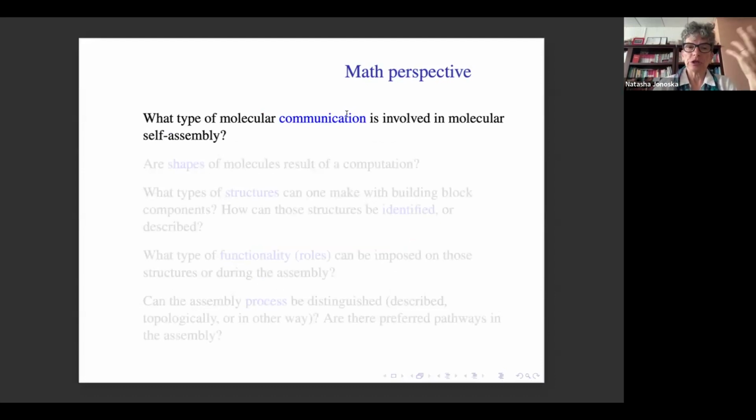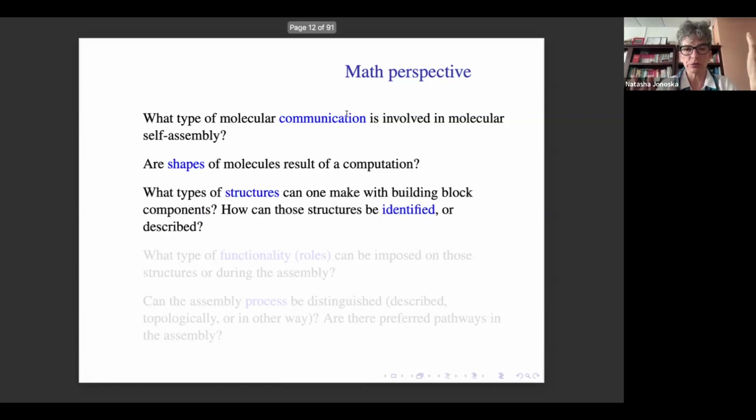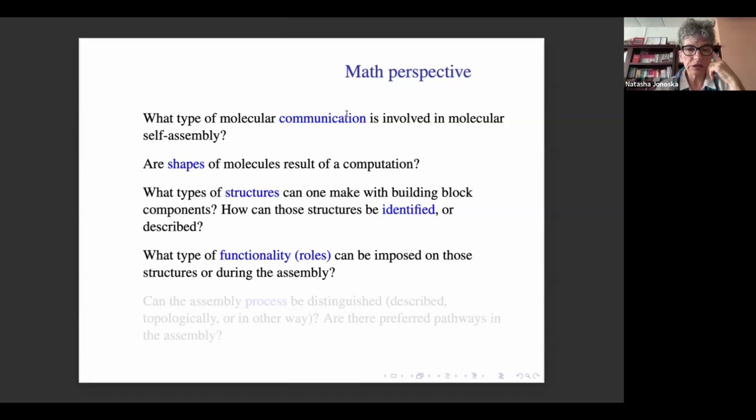From math perspective, when we think about self-assembly, we want to ask the questions about communication between the molecules, what type of molecular communication is involved, what are the shapes that the molecules can actually obtain, and if they're actually performing some kind of computation, what are the results, how these shapes are being built, what type of structures can one make with building block components, and can these structures be identified and described in some ways? Can we give some functionality or roles to different types of molecules or different types of building blocks so that we achieve certain structure?